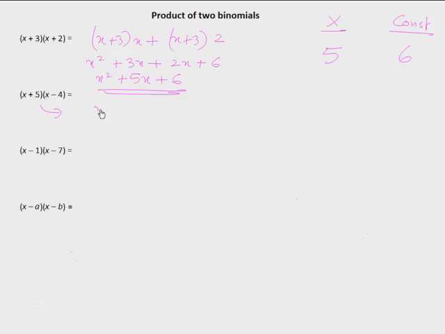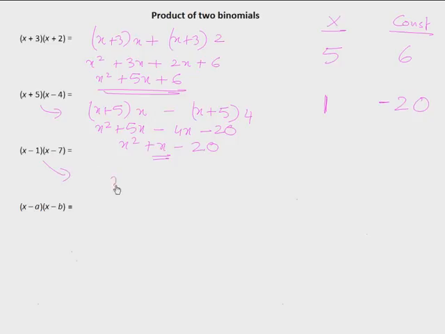Let's work this out. This is x plus 5 into x minus x plus 5 into 4, which is x square plus 5x minus 4x minus 20. So that's x square plus x minus 20. Again, I'm going to write down the term in x. That's just 1x and the constant term is minus 20.